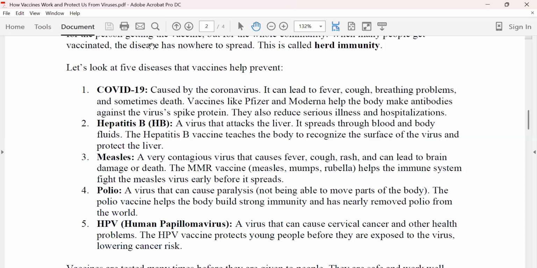It looks like the coronavirus cartoon you see, like a spiky kind of thing when they look at it under the microscope, so they can see its spike protein. Also, the vaccines are used against serious illness and hospitalization. So that is the vaccines that we know.